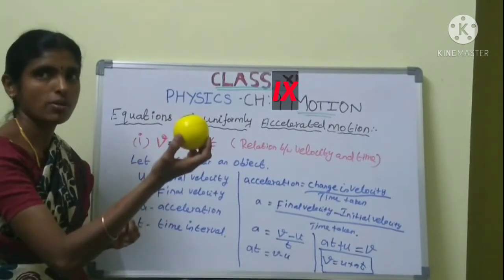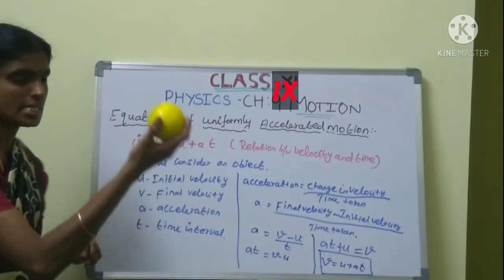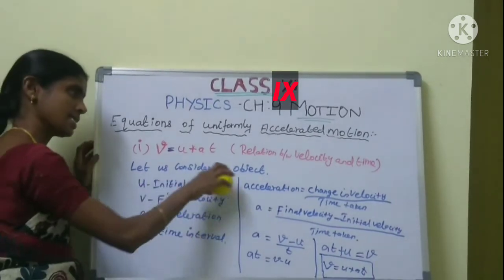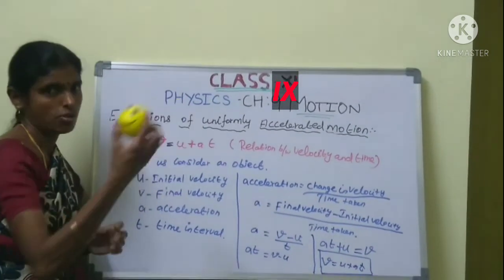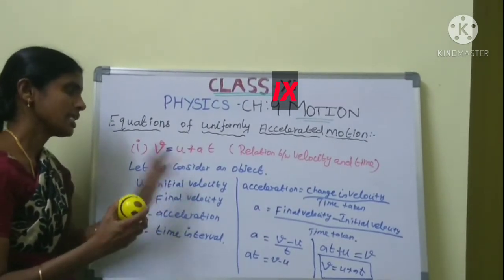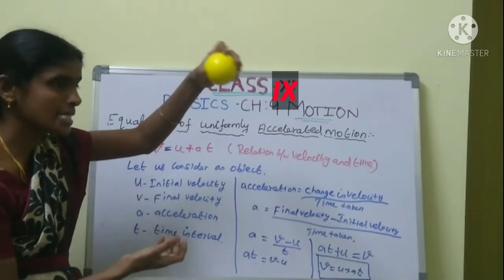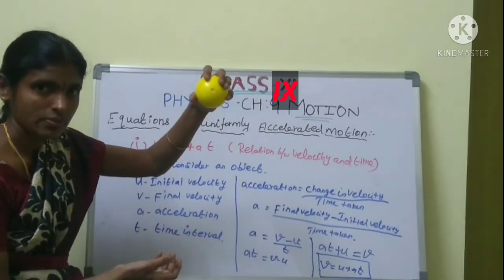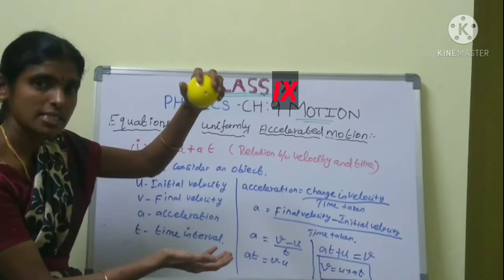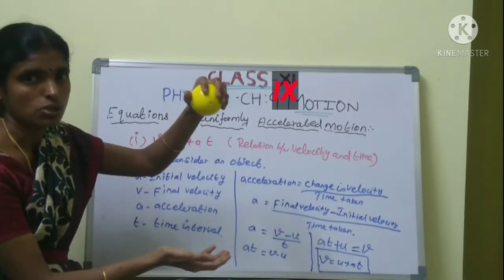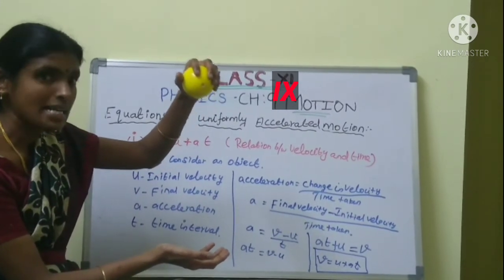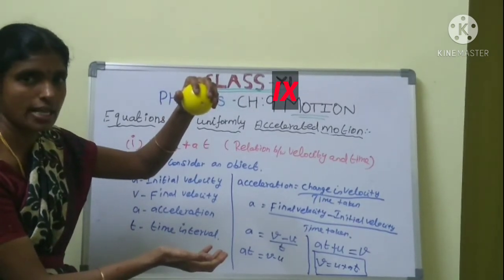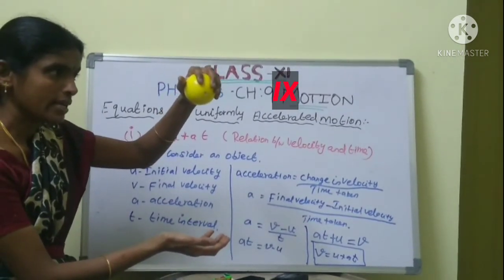Let us consider one object as an example. We will take the ball. Are you clear? Now let us consider an object. The object is a ball. Next, u is the initial velocity of the object. Here, the object is at rest. So what is the initial velocity of the ball? u equal to 0. Now the ball is at rest, and the initial velocity u equal to 0. Are you clear?